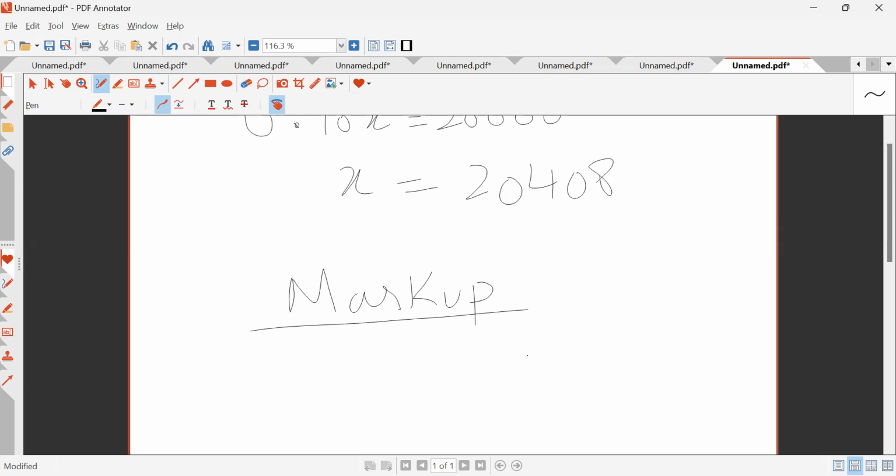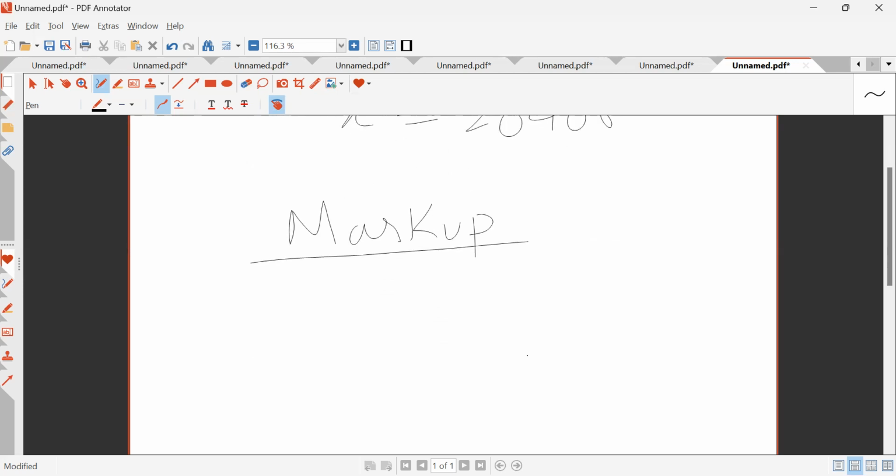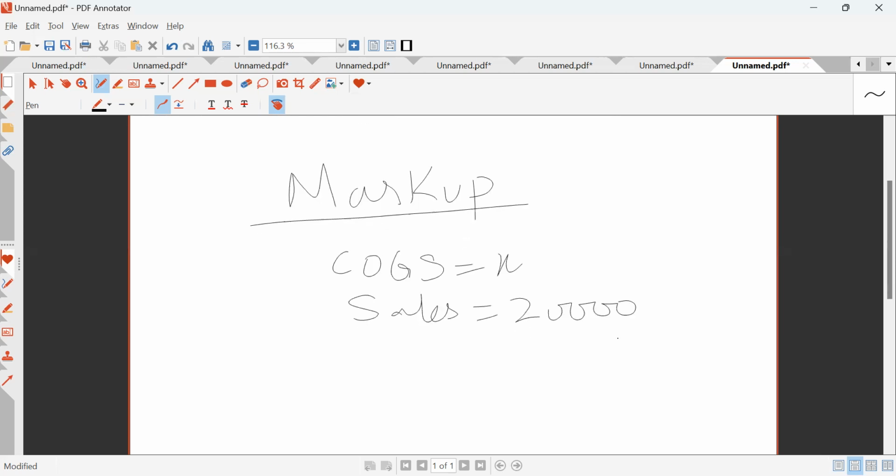If markup is given, let's try to solve a question. Let's suppose I don't know my cost of sales. I don't know what is the cost of goods sold. Let's suppose it's X. I don't know cost of goods sold, but I know sales. Let's suppose sales are 20,000 and markup is 3%. This is the data which is given in the question. Examiner wants me to calculate cost of goods sold.